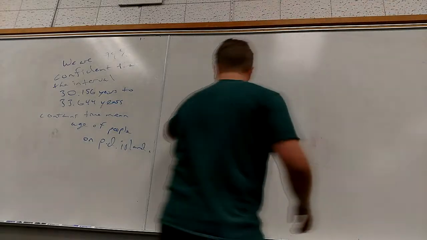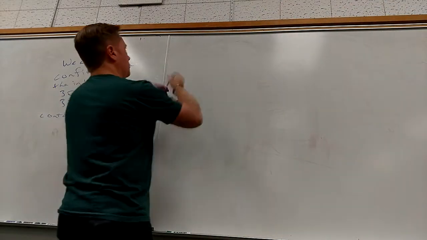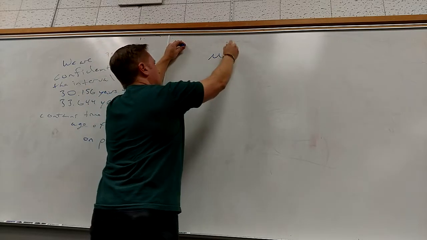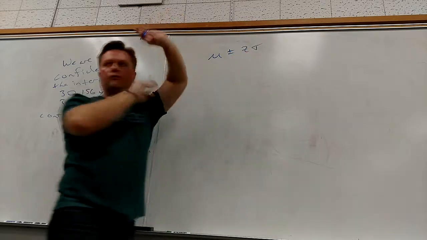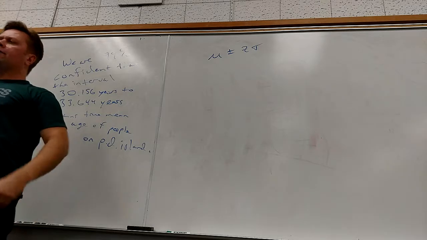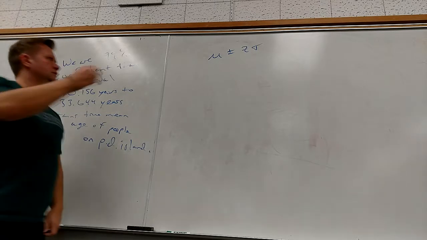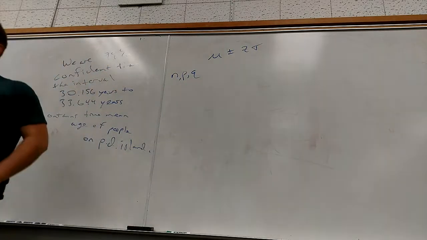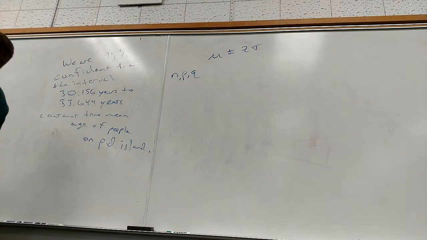Okay. So how did we develop this formula? We started with this one here. Remember? That's where we started. But when I have percentages, when I have N, P, and Q, in fact, I've got to be more specific now. Here's one thing I want to immediately tell you. We are not going to have P and Q. We're going to have something a little bit different.